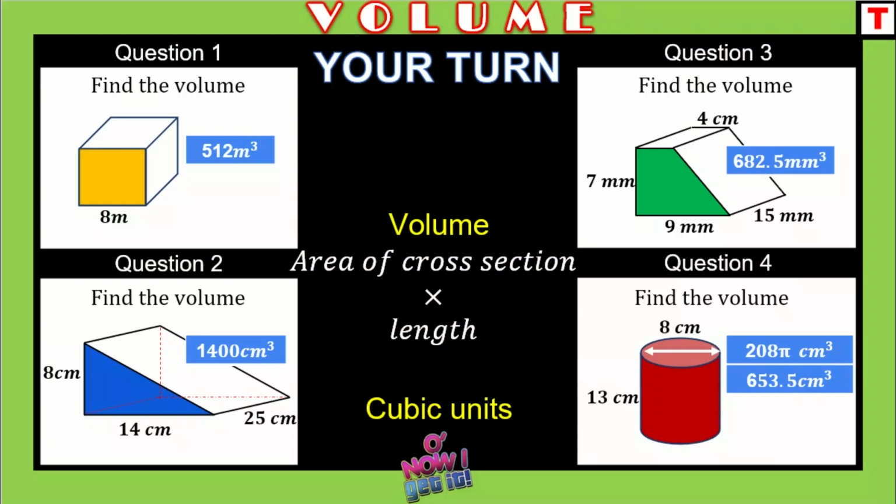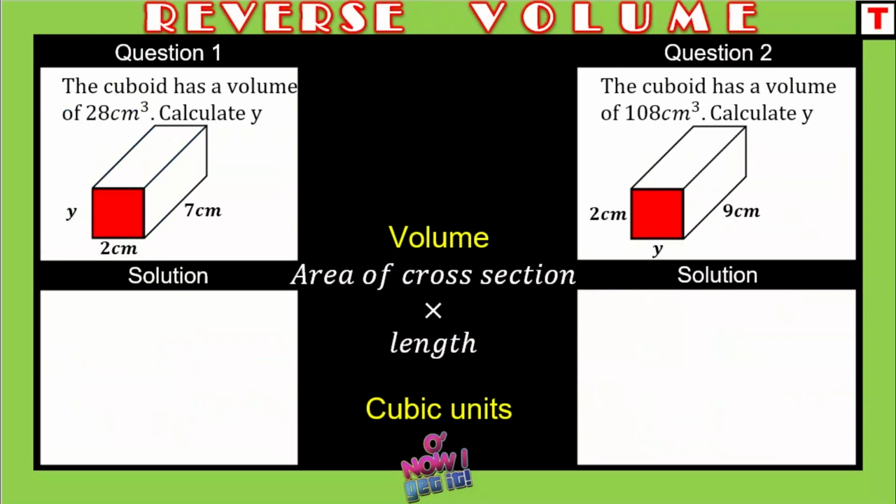Now we're going to be focusing on working backwards using reverse volume. So let's have a look. So now we've been given the volume. So we were told that the cuboid has a volume of 28 centimeter cube, and we're being asked to work out the value of y.